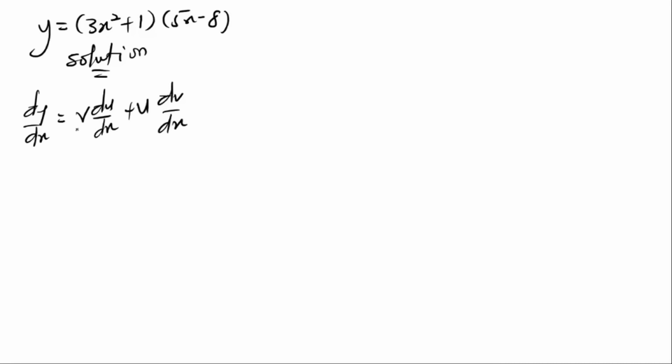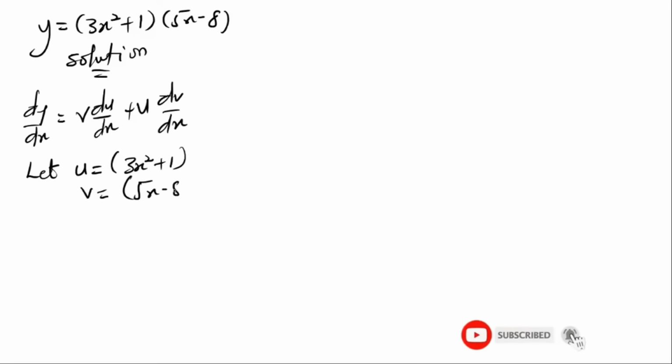Okay, once we quote it, we now have to make sure we find each of these individual variables that we quoted in the product rule, and then we can be able to solve the function. So let's say to solve this, we say let u be equal to the first function over here, so we have 3x squared plus 1, then v be the second function. So we have 5x minus 8. Now that we have this, we differentiate each of the functions individually.